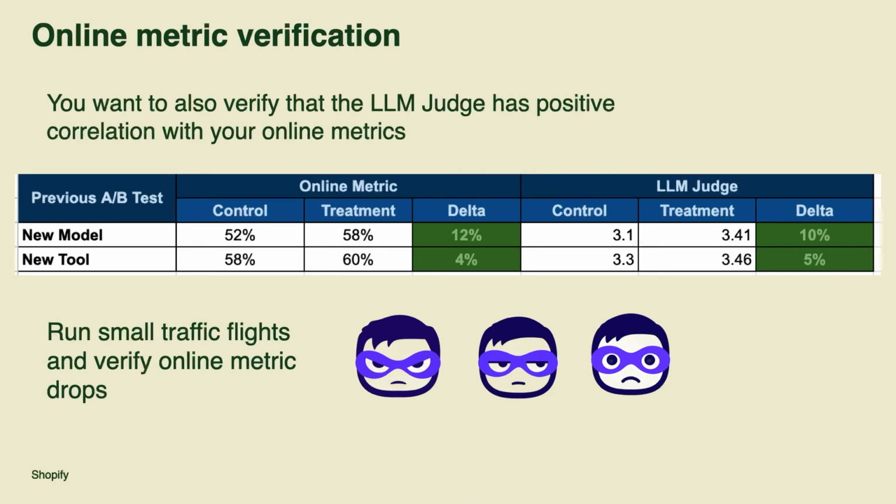Once you have pretty high trust in it, at this stage you can go to online metric verification. If your system is mature enough and you have online A/B tests, you can look at past tests, where control is what was in prod when you ran the test, and treatment was your system that you wanted to launch. If you see a delta on those past experiments with your online metric, the ultimate goal is that your LLM judge aligns with your online metric.